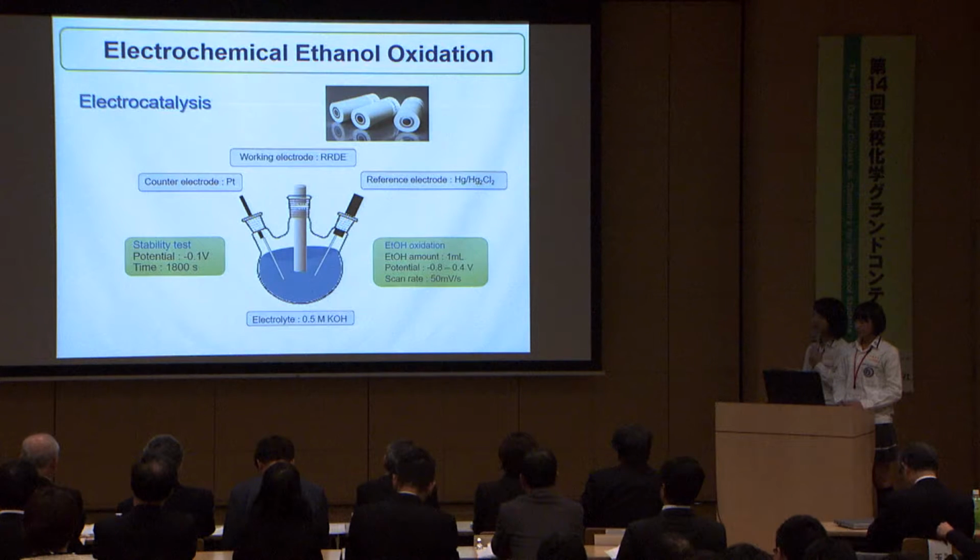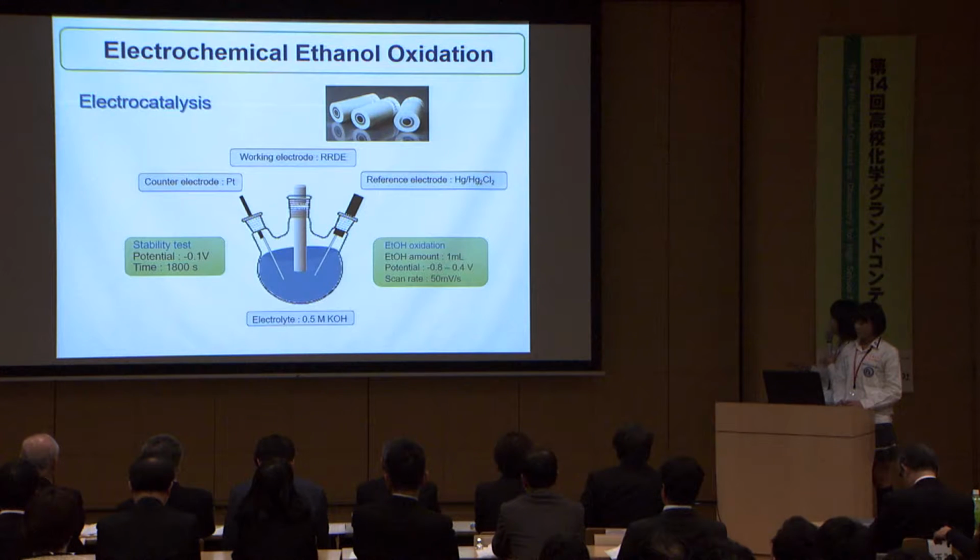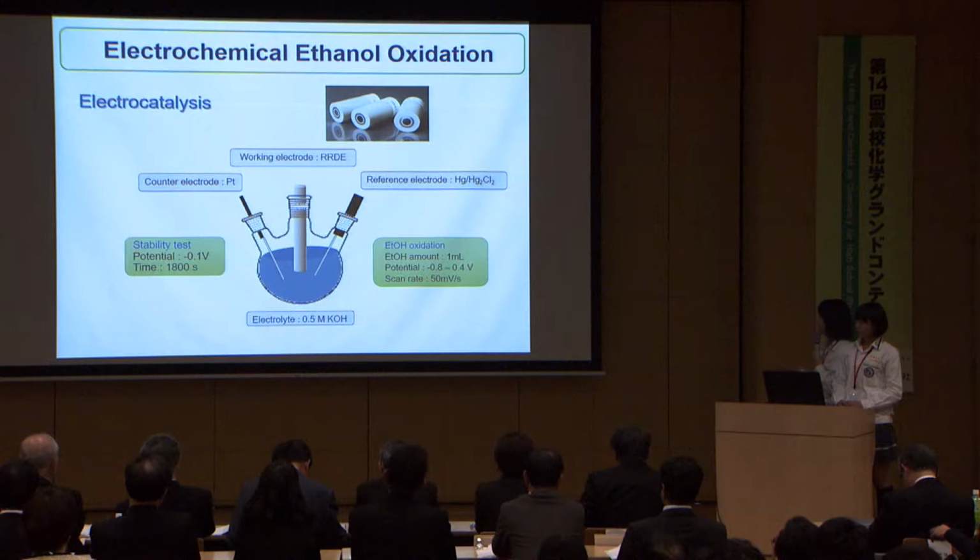The picture shows the setup of enzyme oxidation. In the setup, we dot the catalyst on a glassy carbon working electrode, and we use palladium wire as the counter electrode, using calomel as the reference electrode. The electrolyte is potassium hydroxide, and we use this setup to perform enzyme oxidation and the durability test.